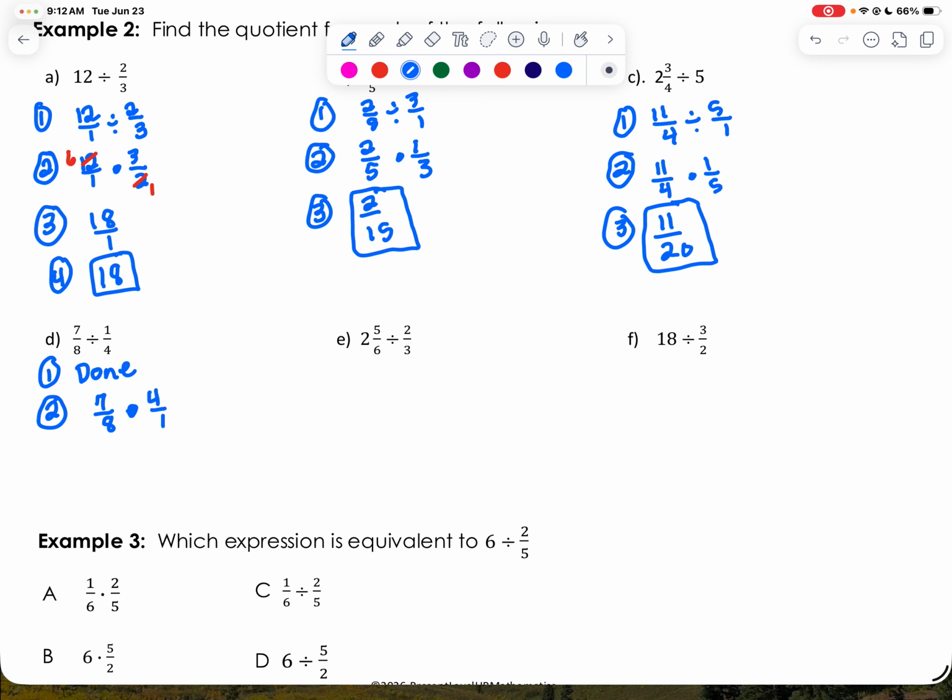All right, now, before I go on to step 3, I'm noticing I can cross cancel here. 4 divided by 4 is 1. 8 divided by 4 is 2. That'll make my numbers a little bit smaller in the second step. So 7 times 1 is 7. 2 times 1 is 2. So 7/2.